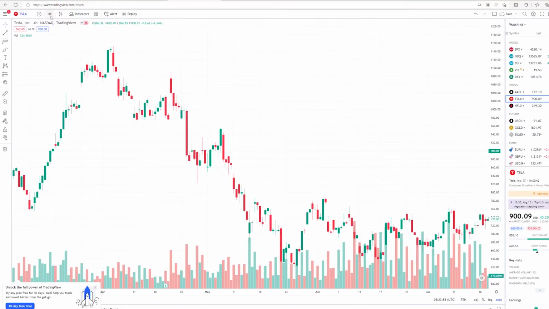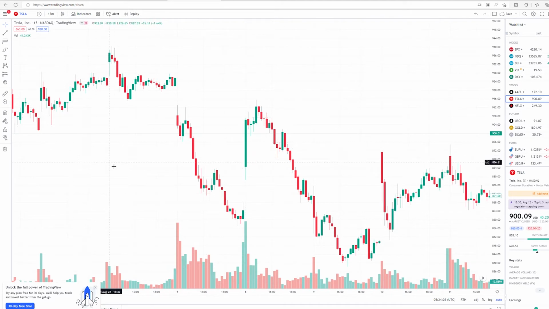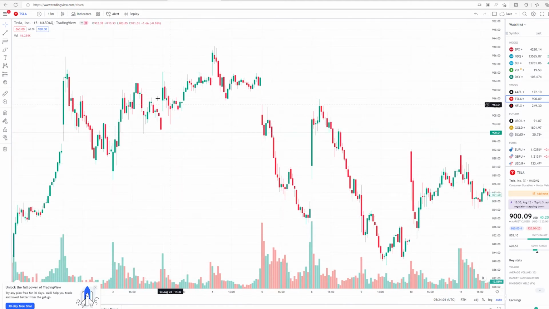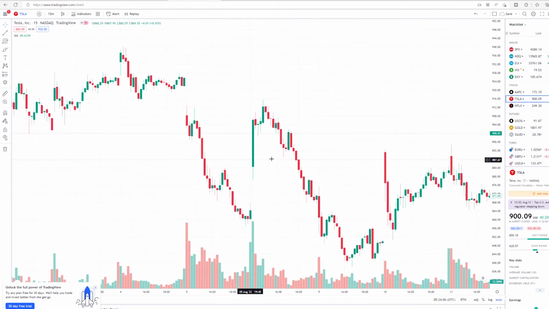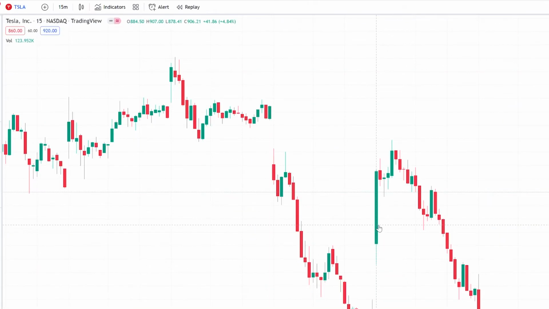If we change this to, let's say, a 15-minute time frame, everything looks completely different. You see you have all these gaps. The candles look different. Here, I'll show you a bullish one, for example. Right here, it had an open of 884, a high of 907, a low of 878, and a close of 906. The stock moved up 4.84% in a matter of 15 minutes.